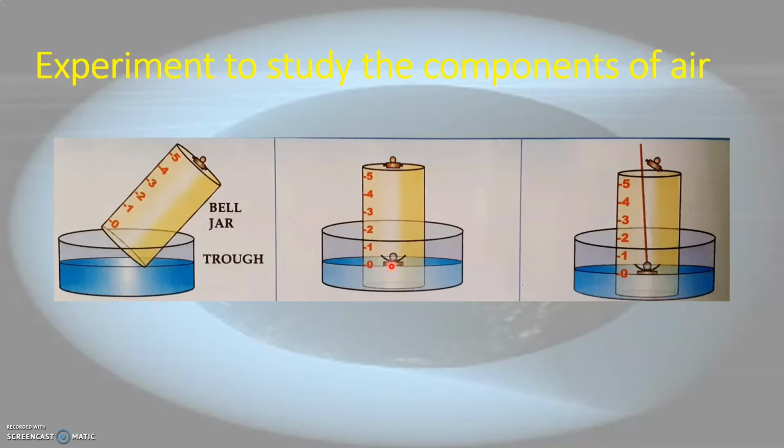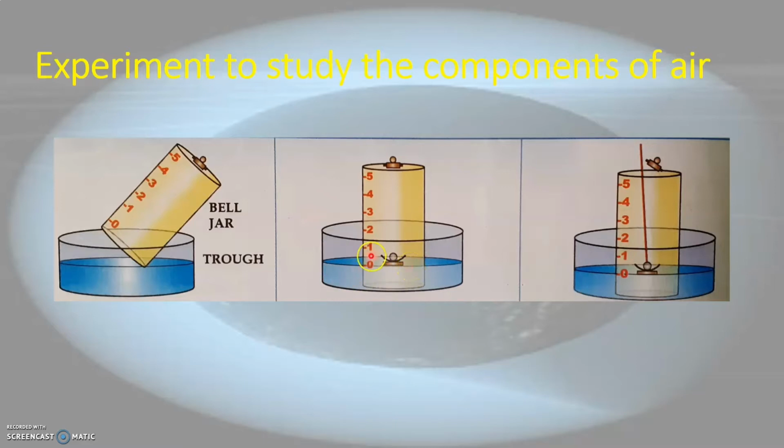Now in order to do this experiment, a bell jar that has 5 equal divisions marked on it, as you can see from 0 to 5, should be placed in this trough of water. As you place this bell jar in the trough of water, make sure that the level of water inside the trough and also the level of water inside the bell jar should be the same.